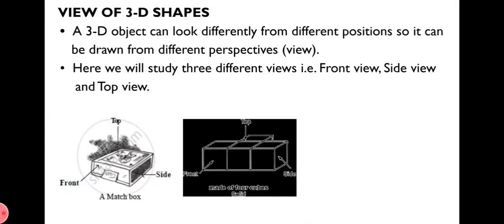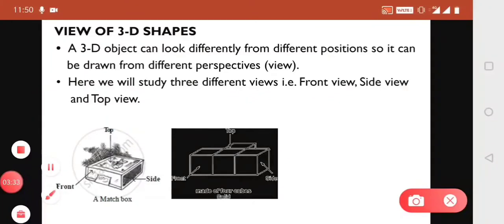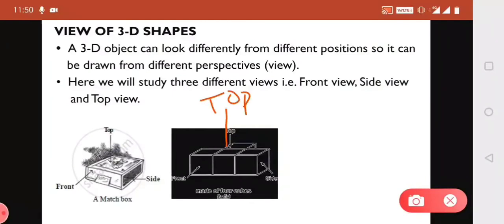Here again another example is given, that we have joined 4 cubes. Now when we are joining the 4 cubes in such a way, you can see the top view. This is the top view. In the top view we can see 4 square faces of 4 boxes. This is 1, 2, 3 and 4. These 4 square faces of 4 cubes we can see.